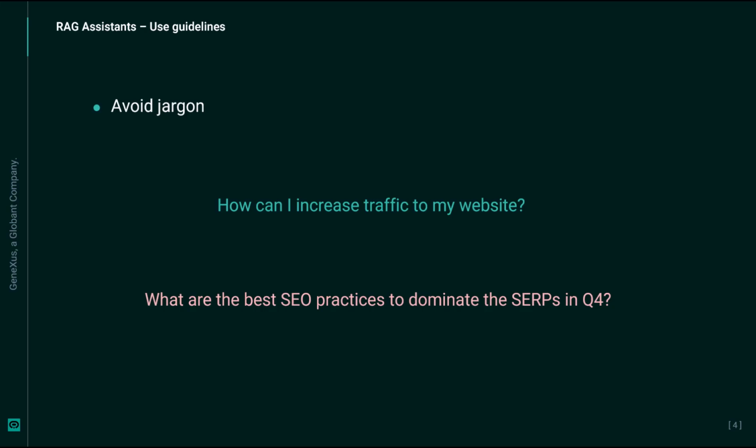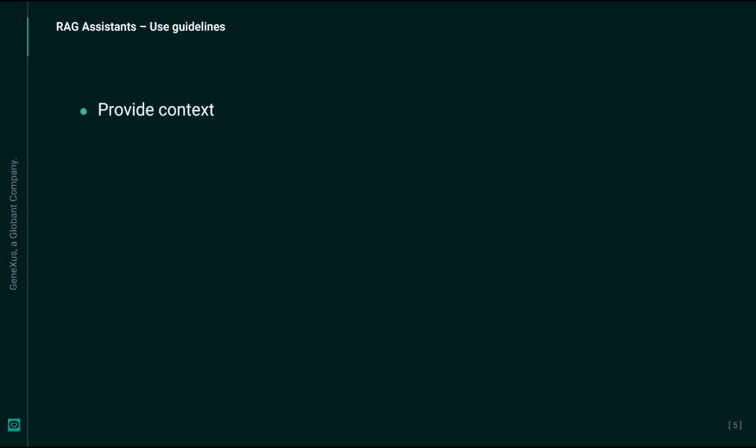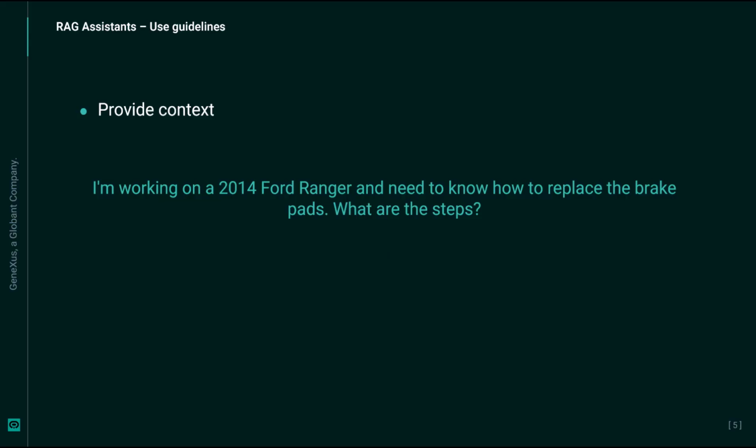Another important consideration is to provide context. Adding a bit of context or background to the query can help the assistant better understand the scope of the request. A correct expression would be, I'm working on a 2014 Ford Ranger and need to know how to replace the brake pads. What are the steps? Meanwhile, it would not be good to simply ask, how do I change brake pads?